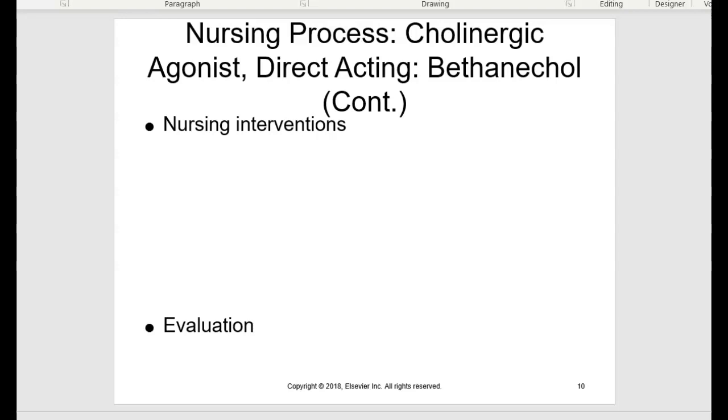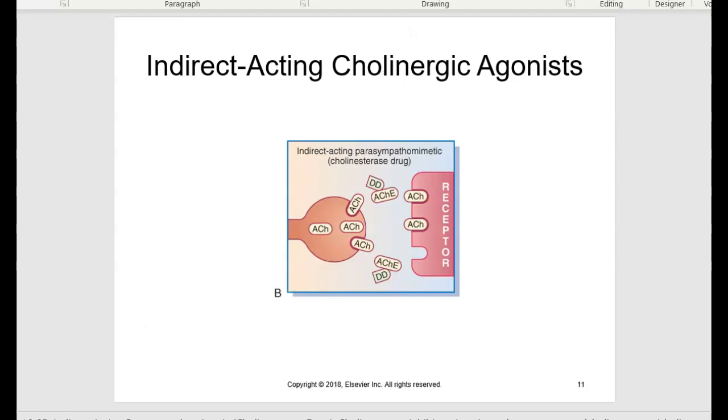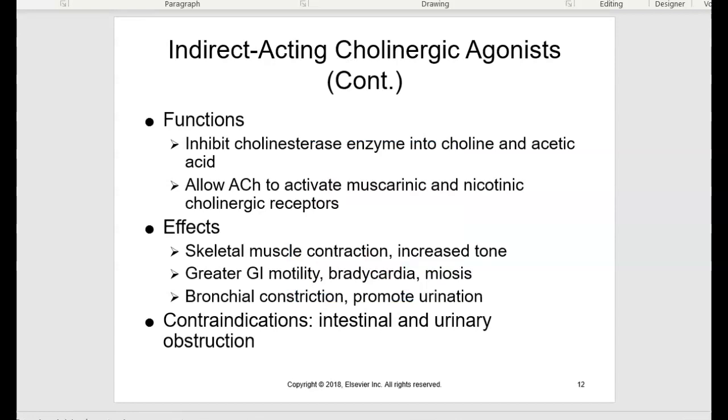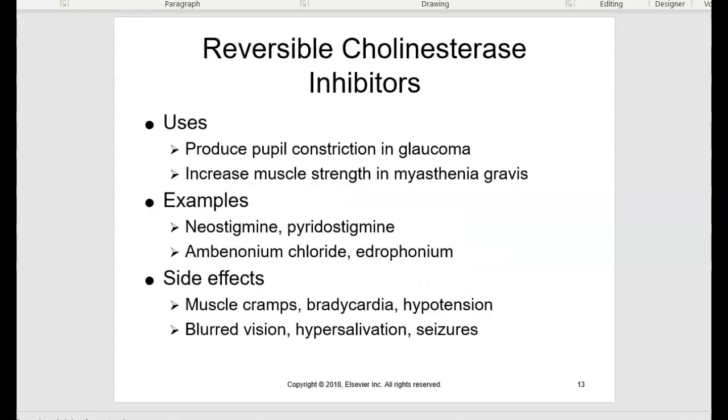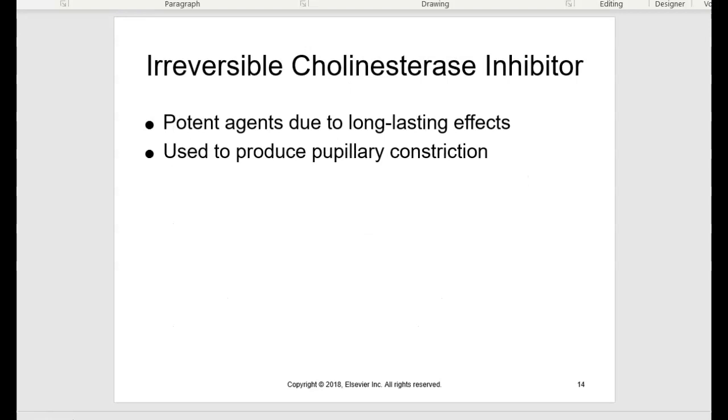And now I'm going to go through here and just show you some stuff you don't need to know for this exam. We're going to cover it later. So we're going to skip indirect-acting cholinergic agonists. Skipping this. We are going to skip reversible cholinesterase inhibitors. We're going to hit these in different chapters, so we're not going to hit them twice. We're going to skip them for now. We're going to skip irreversible cholinesterase inhibitors.